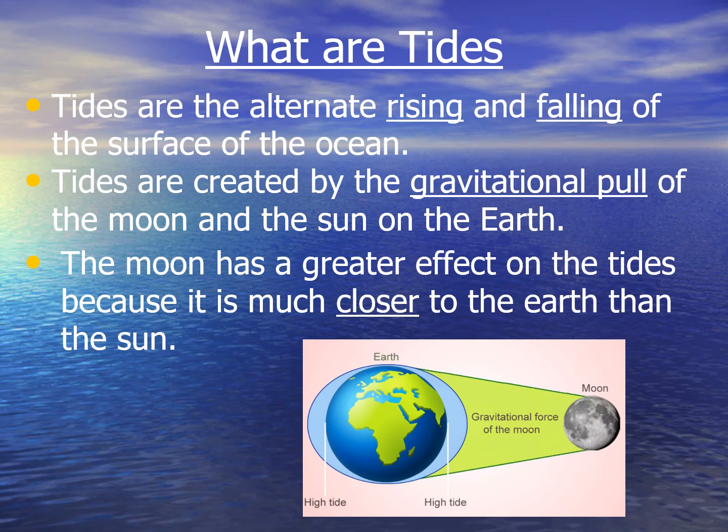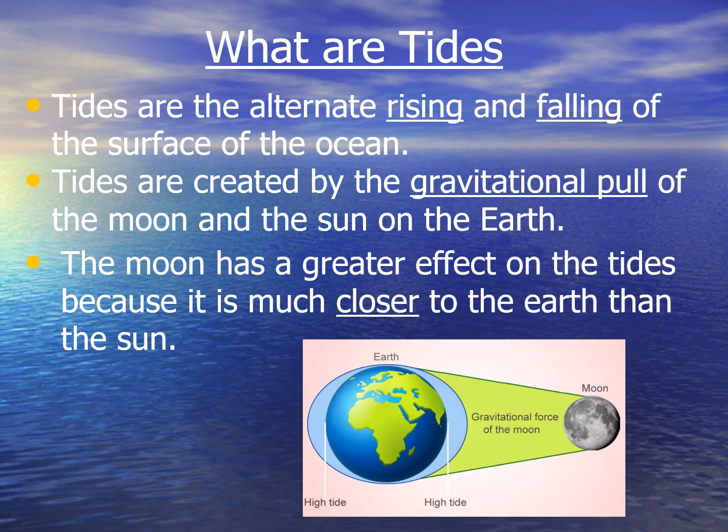Tides are the alternate rising and falling of the surface of the ocean. Okay, so that's a fancy way of saying sometimes it's high on the shore and sometimes it's not high on the shore. You've all probably gone to the beach and experienced that sometimes the water comes up really high and sometimes it doesn't. Those are called tides, and they change throughout the day. There's generally 2 high tides and 2 low tides every day.